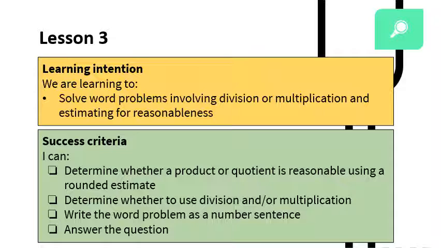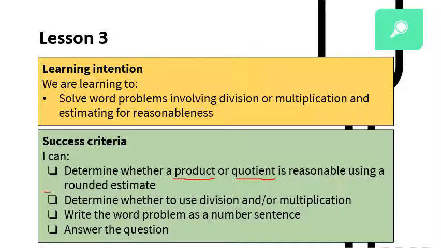Today we are solving word problems involving either division or multiplication, and you're going to be using that skill of estimating to see whether an answer is reasonable or not. So you'll need to determine whether the product, the answer to a multiplication problem, or the quotient, the answer to a division problem, is reasonable using a rounded estimate. We looked at rounding the dividend or the divisor, or rounding one or both multiples, on Tuesday and Wednesday, and today we're putting it into word problems.